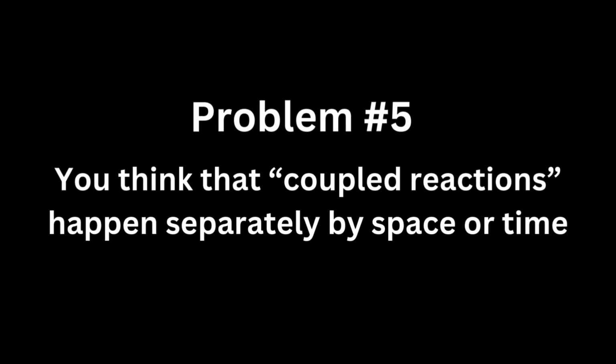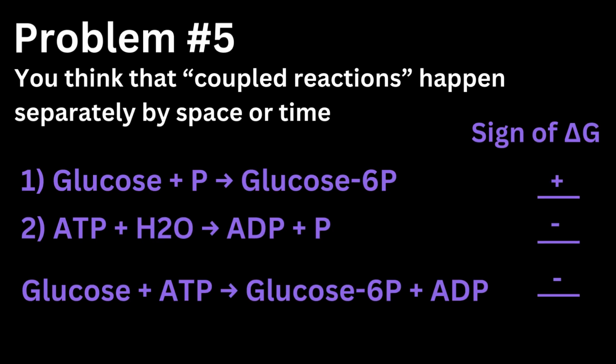Problem number 5. You think that coupled reactions happen separately by space or time. A common example of a coupled reaction is the phosphorylation of glucose in glycolysis. I don't think it's typically made clear enough that neither of those components, here labeled 1 and 2, happen. Instead, the example is just to show that glucose would not be able to be phosphorylated from a loose phosphate ion. So in order to get phosphorylated, the cell has to use an ATP molecule.